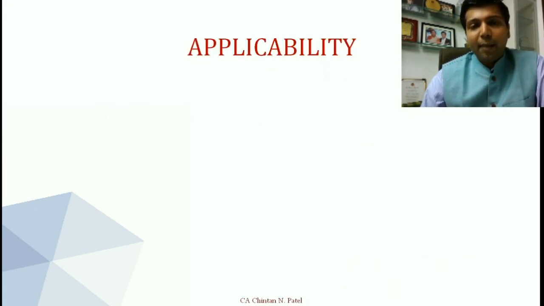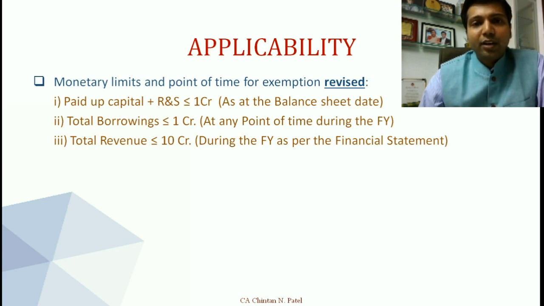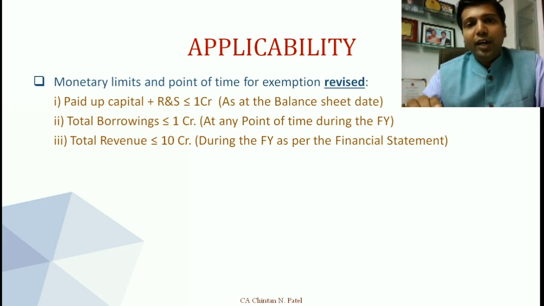Broadly, the applicability has been relaxed for private limited companies. The criteria were earlier the same: paid up capital plus reserves and surplus. Earlier the word used was loan, now it is total borrowings, and the third is total revenue. So the criteria for identification and exemption remain the same for private limited companies, but the threshold limit has been increased.